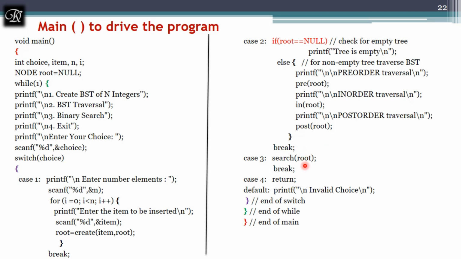And next, if you are going to search for an element, it's going to call a search function by giving the root, and it's going to ask you to enter the key element. Whatever key element you have entered, the search will happen based on that. If it is able to find the given key in the tree, it gives you a successful message. Otherwise, it gives you an unsuccessful message.